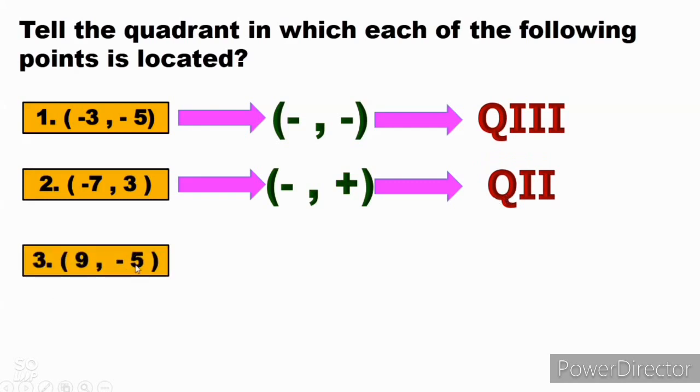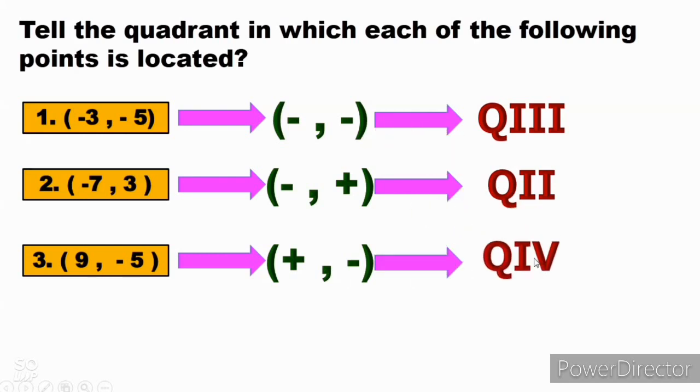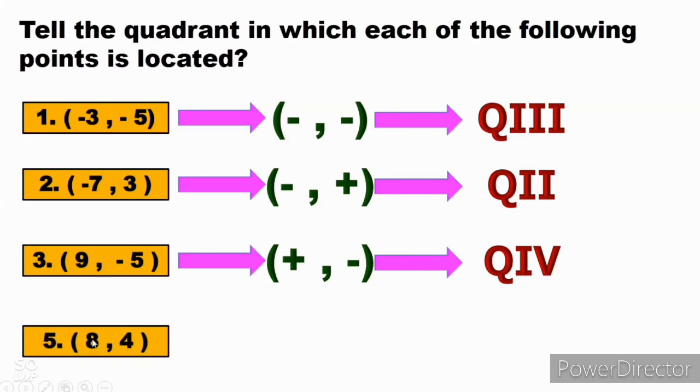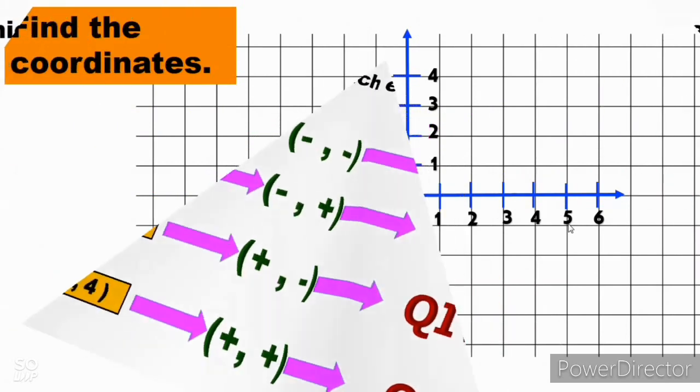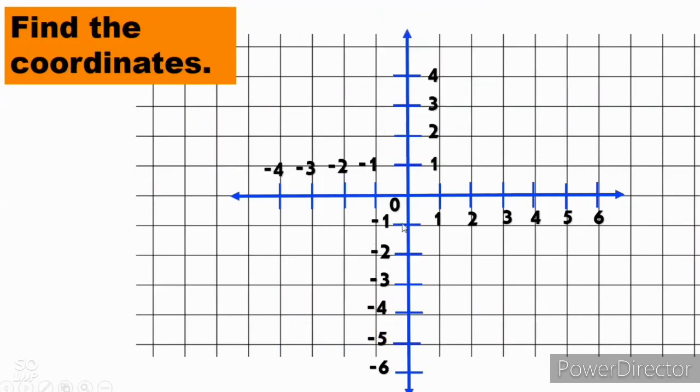Okay, next, number 3, positive 9, negative 5. Again, the x-coordinate is positive and the y-coordinate is negative. Therefore, the point lies on the fourth quadrant. Next, number 4, positive 8, positive 4. The x-coordinate is positive and the y-coordinate is also positive. Therefore, the point lies on the first quadrant. Okay, so that is how to locate the points on the Cartesian plane. It depends on what quadrant. Okay, so let's have this activity.